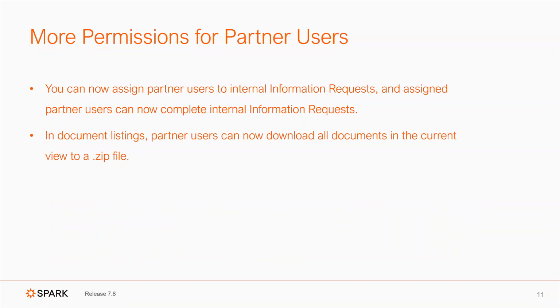Couple changes to partner users. So if you use partner users, you can now assign internal information requests to them, and they can complete internal information requests that have been assigned to them. And further, in any document listing, partner users can now download all of the documents to a zip file.